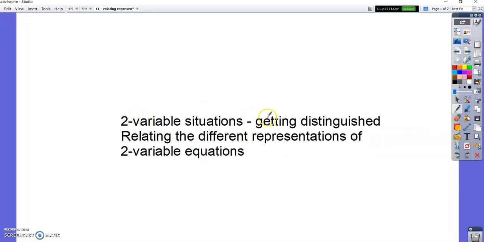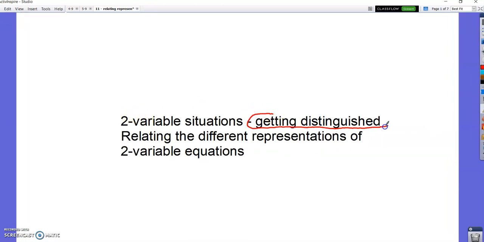Sixth grade, we're going to get distinguished today with two variable equations. We're going to make sure we can relate all the different ways we represent them. So make this the next title on your next page in your math notebook, and then give me your full concentration. I'm going to warn you, I may have to go fast today, so be ready to pause and be ready to really concentrate because it's kind of a lot here. And I got my 15-minute limit, so be ready.